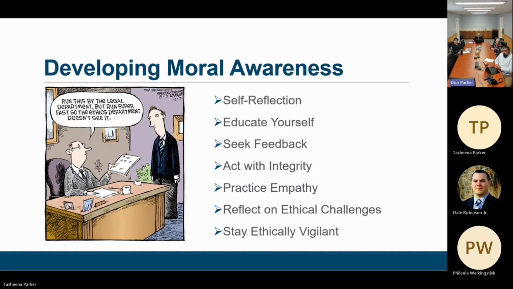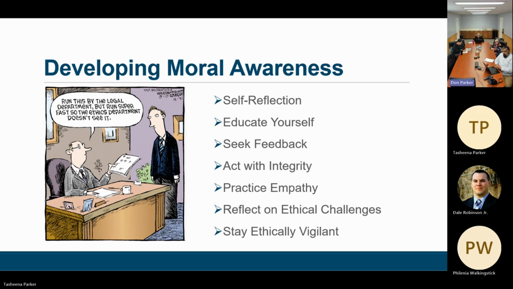So now that we have an understanding of the definition of moral awareness, let's shift our focus to how to develop moral awareness. 1, self-reflection. Consider what's important to you and why. Ensure your actions align with those values and make changes if necessary. Review your past choices for their ethical impact.